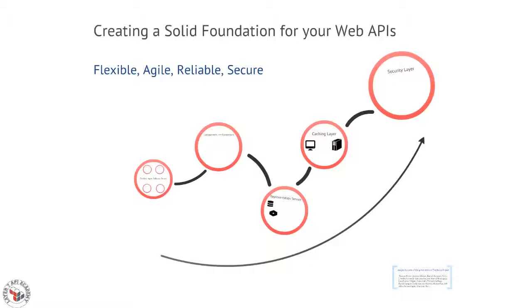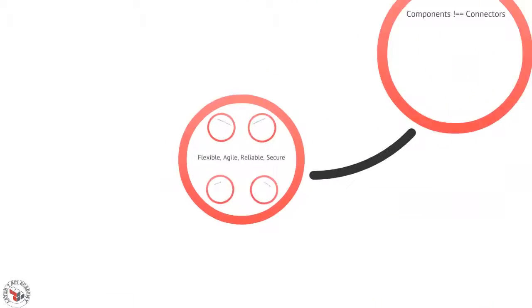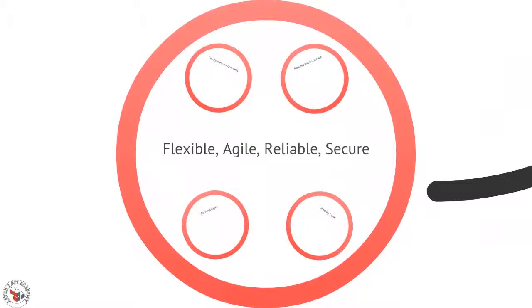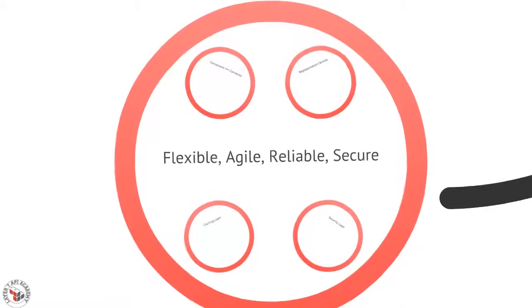Okay, in this episode, I want to talk about creating a solid foundation for your web APIs. Many of our episodes cover details of the API itself, designing it, implementing it. This time, I want to talk about the back end, and that means creating flexible, agile, reliable, and secure backends for your APIs. So there are four things.